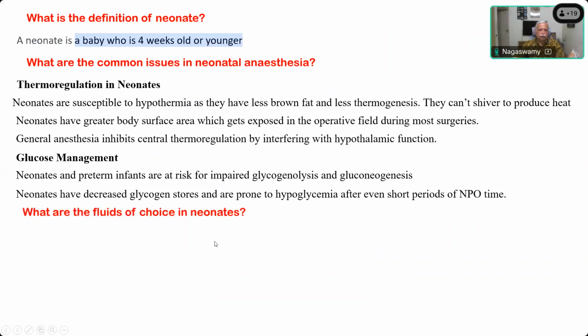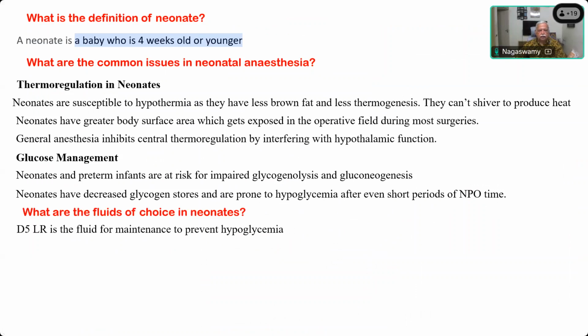So what is the fluid of choice in neonates? What is the fluid of choice, Vidya? What is your choice for neonatal fluid? Maintenance of hemoglobin and volume. Sir, crystalloids with dextrose, sir, at 2.5% dextrose. 2.5%. Actually, it is D5LR.